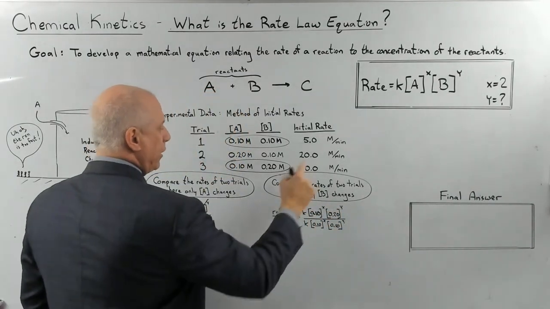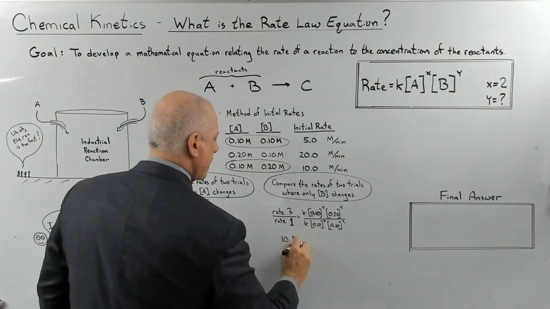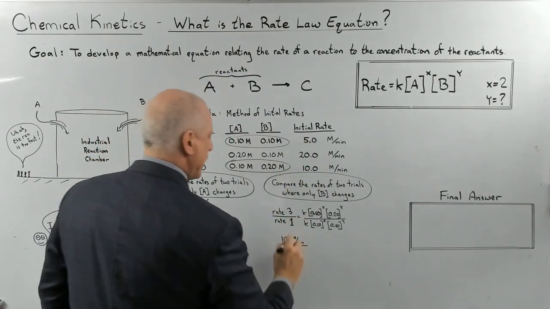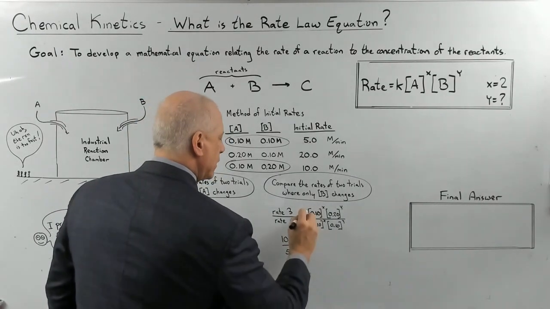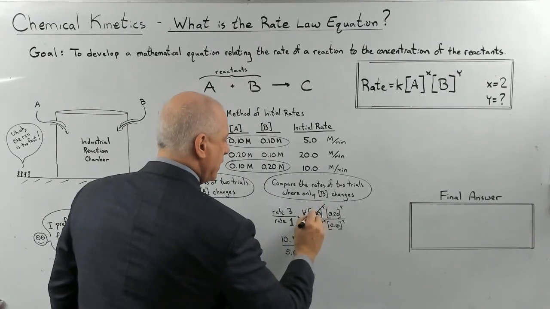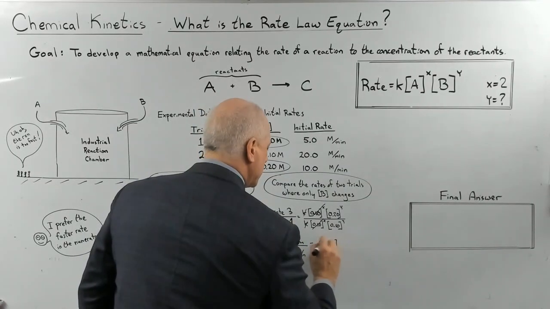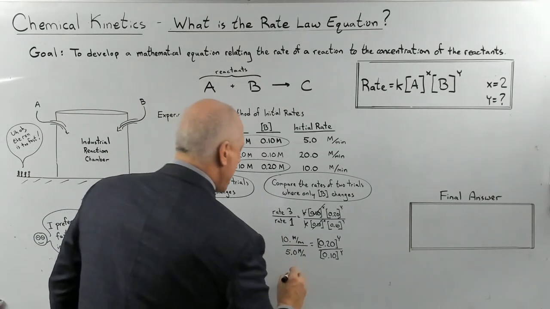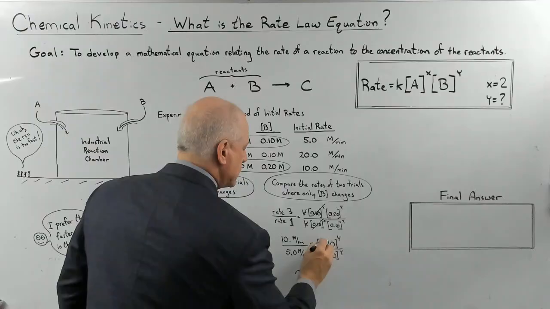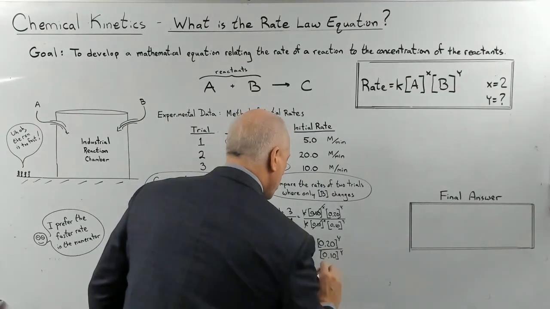The rate in trial 3 was a value of 10 molarity per minute. And the rate of trial 1 was 5 molarity per minute. And the K's cancel out over here. The 0.1 to the x and 0.1 to the x cancel out. So now I have 0.20 raised to the y power over 0.10 raised to the y power. And we'll simplify this: 10 over 5, that's basically 2. And then 0.2 over 0.1 is 2. And this simplifies to 2 to the y power.